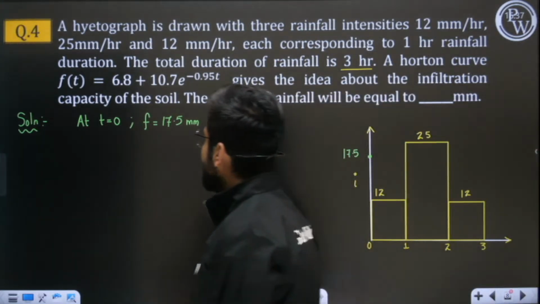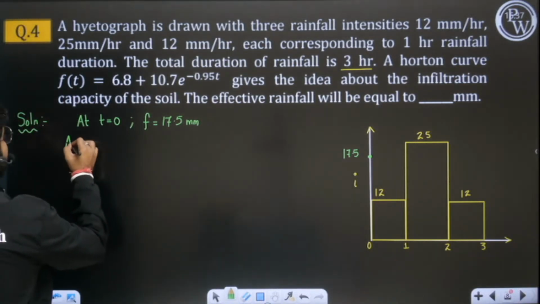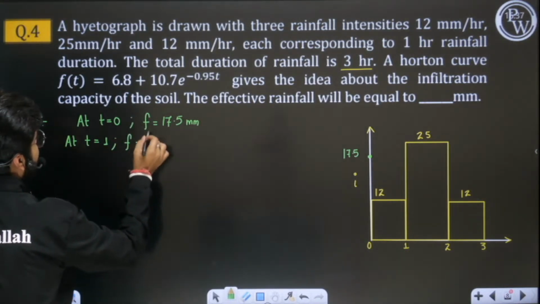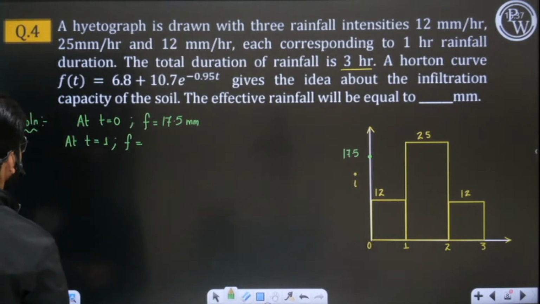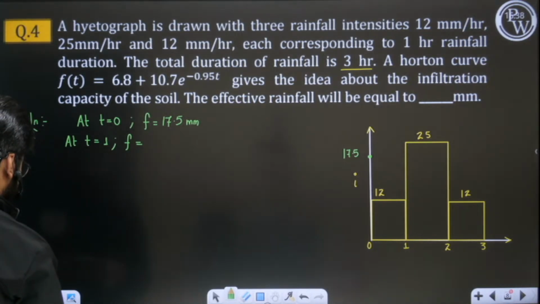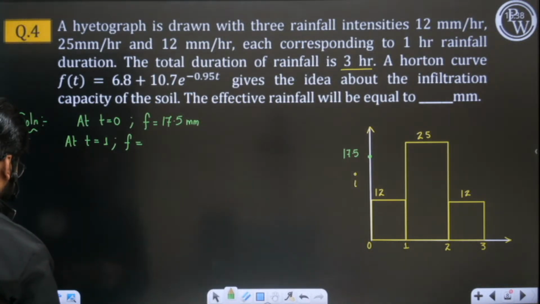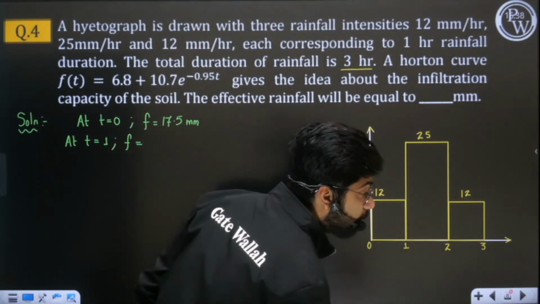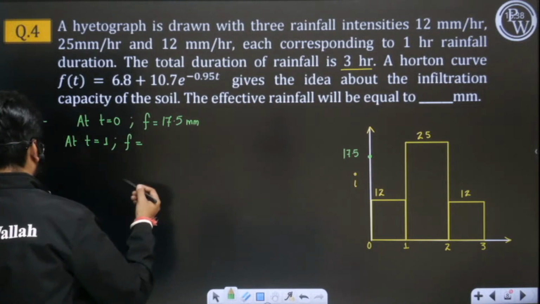Okay. Now at t equal to 1, how much is it coming? At t equal to 1, put the value of time as 1 here. So if we are putting the value of 1, we are getting it as 10.938. Yes or no? Yes, 10.938.